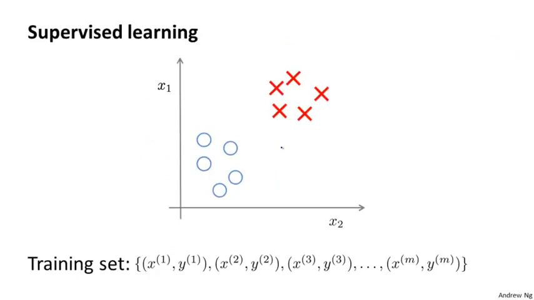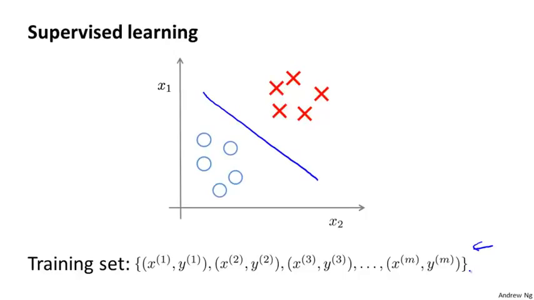I briefly talked about unsupervised learning at the beginning of the class, but it's useful to contrast it with supervised learning. So here's a typical supervised learning problem where we're given a labeled training set and the goal is to find a decision boundary that separates the positive labeled examples and the negative labeled examples. So the supervised learning problem in this case is, given a set of labels, to fit a hypothesis to it.